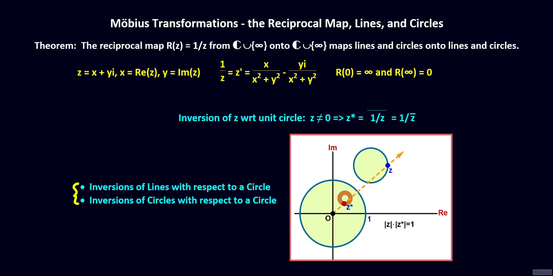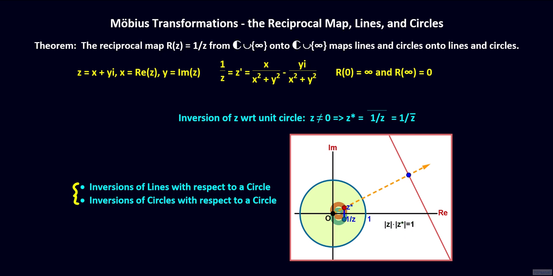Z star and 1 over z are conjugates of each other, so that if z star traces a circle, 1 over z will trace a reflection of the circle that z star traces. The same will be true if z were to trace a path along a line. We can simply invoke the results of these two videos as proof of the main theorem in this exercise.